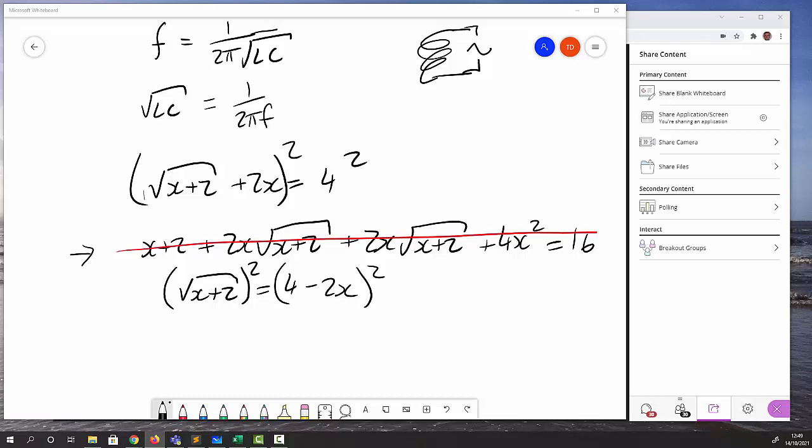Question 8. Find the value of x for these equations. These are just log equations, but you are going to end up with a quadratic. Yes, you are.